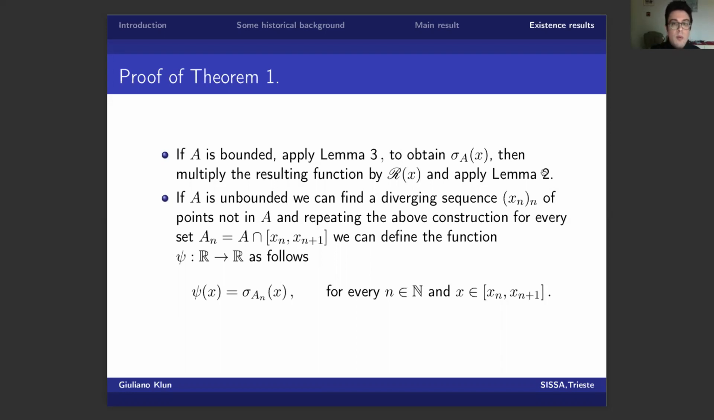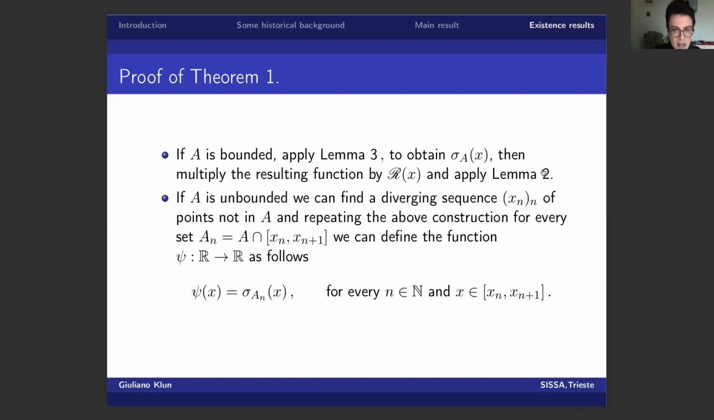And so we have obtained a function that has the required properties. If A is unbounded, we can find a diverging sequence of points not in A, and we repeat the above construction for every set A_N, that is, A intersected with [x_N, x_{N+1}]. Here, these sets are closed and totally disconnected, so the previous theorem applies.